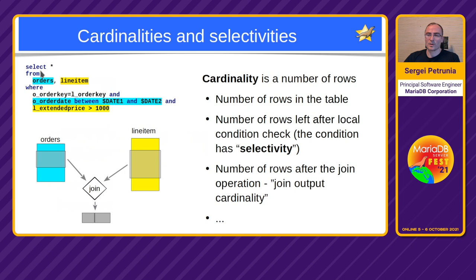Let's consider a query, a typical join between, say, orders and line item, with some condition on orders and some condition on line item. The first number that the optimizer will concern itself with is the number of rows. We use the term cardinality for that. Cardinality is the number of rows. So first we're going to look at the cardinality of table orders.